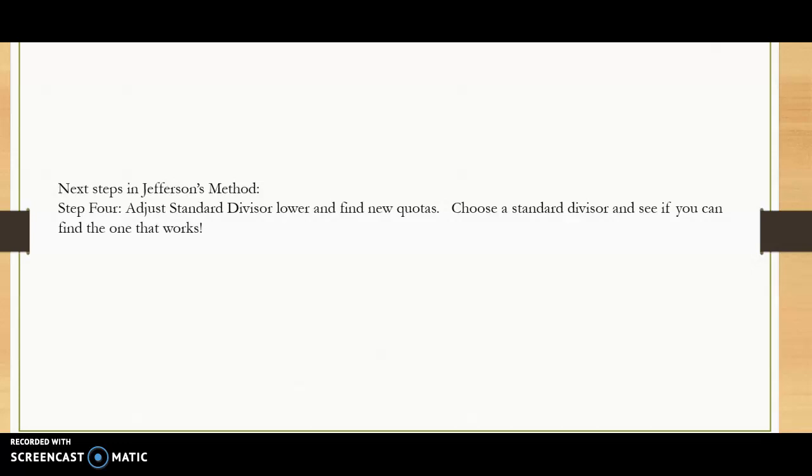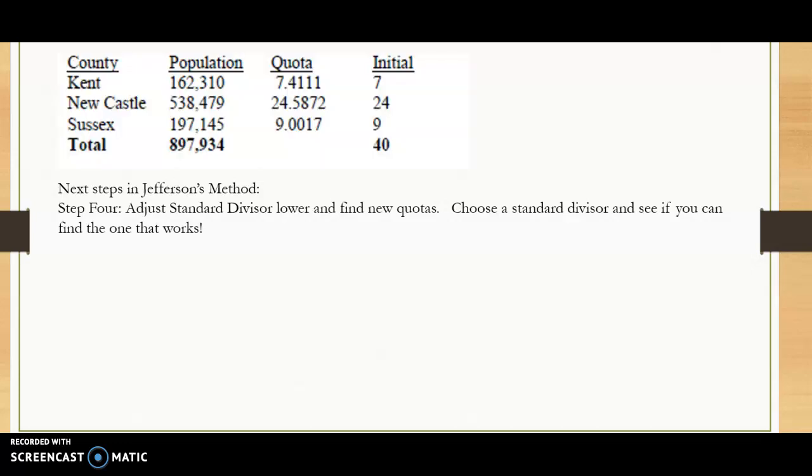With Hamilton, we would just give that last representative to whoever has the highest decimal place. With Jefferson's method, it's a little bit more complicated, a little bit trickier. It's a guess and check method. Basically, we're going to lower that standard divisor, which was 21,900 in the last example. We want to lower that far enough that one of these quotas moves up to the next number. Usually, with Jefferson's method, it's going to be the largest population. So Newcastle is going to be the one we're looking at here.